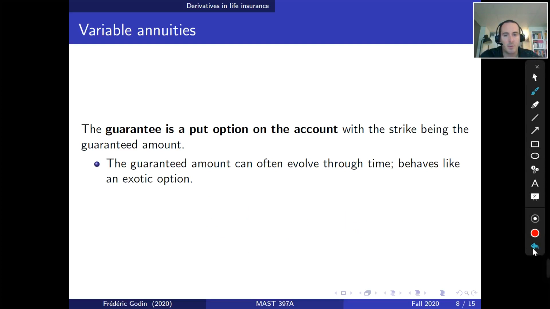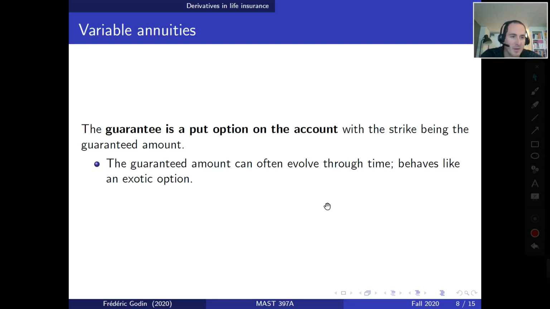Okay, so we can see that the guarantee acts like a put option on the account value, where the strike is the guaranteed amount. Sometimes GT, the guaranteed amount, is fixed through time, so it would look like a regular option, but sometimes the value of G fluctuates through time. So in that case, it would be some exotic options.